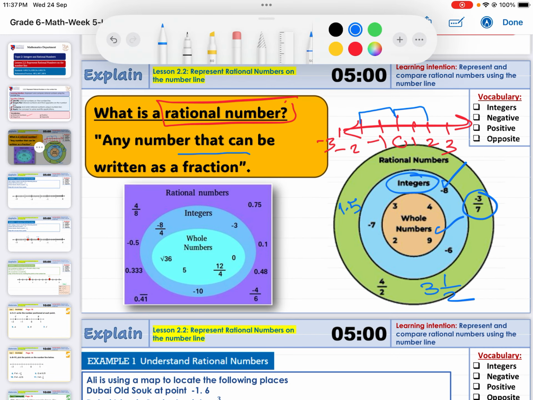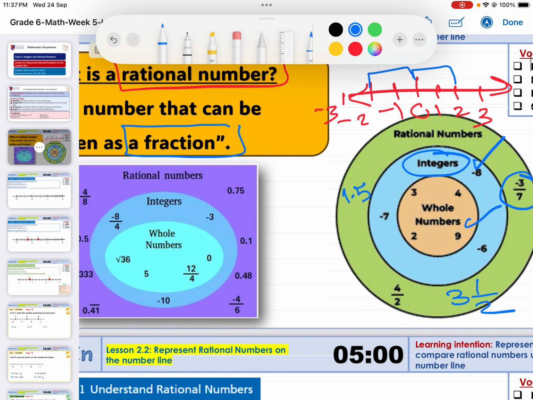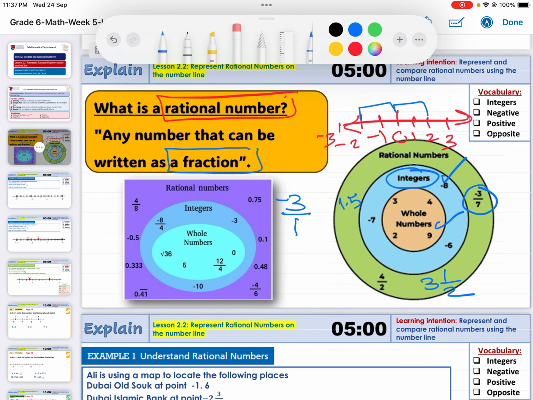You're going to tell me, miss, now. So basically the definition of a rational number is any number that can be written as a fraction. You're going to ask, miss, how do we write negative 3 as a fraction? Remember, any whole number, how do you write it as a fraction? You just divide it by 1. And there you go, it's a fraction. So that's it for the definition of rational numbers.